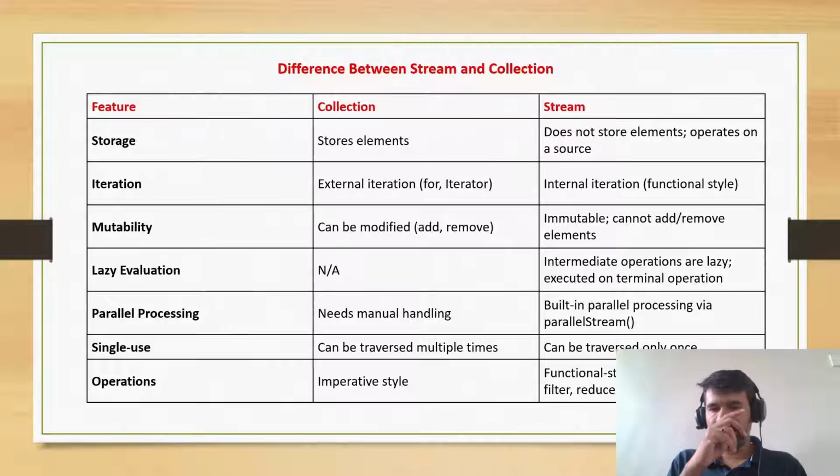Collection will not have anything out of the box to support parallel processing, but stream has built-in parallel processing capabilities. In case of collections, you can traverse any number of times. But in case of stream, you can traverse only one time. Once the terminal operation is added, it's done. Collection is kind of an imperative style and the stream is a functional style in nature.